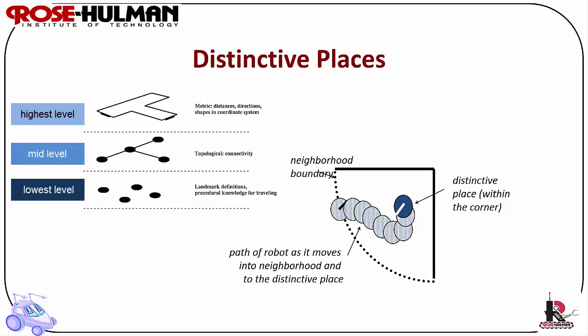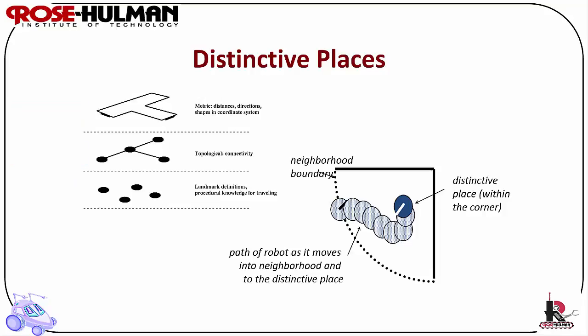The robot uses one behavior until it sees a distinctive place, and then it uses a different behavior when it's in the neighborhood near the landmark to localize itself. Behaviors serve as local control strategies and releasers that signal the interest to a neighborhood.